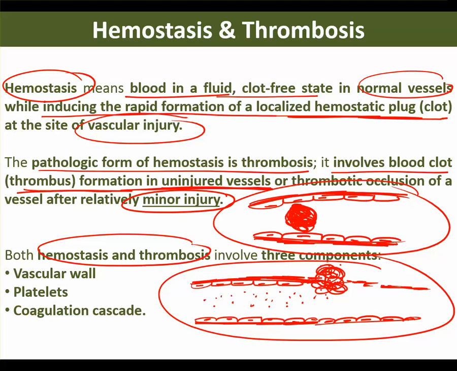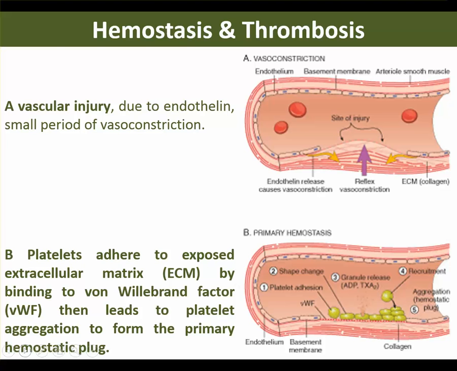So hemostasis and thrombosis involve the vessel wall, platelets, and coagulation proteins in the blood. So three things are involved: the vascular wall, platelets, and the coagulation cascade. Minor injury, that is what I told, there will not be clotting unless all the walls are damaged. That means if the complete blood vessel wall is damaged, then there will be bleeding. If only one layer is damaged, there will not be bleeding, so there will not be clot formation.